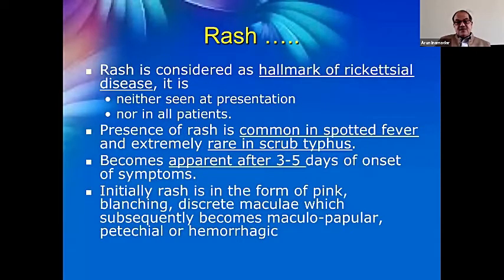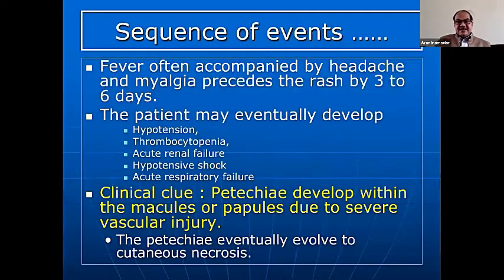Initially, the rash is in the form of pink, blanching, discrete macules, which subsequently become maculopapular, petechial, or hemorrhagic. These are the various sequence of events in the rickettsial disease or in Indian tick typhus. The patient may eventually develop hypotension, thrombocytopenia, acute renal failure, hypotensive shock, or acute respiratory failure. But what is important from our point of view is the clinical clue. Actually, the petechiae develop within the macules or papules due to severe vascular injury.